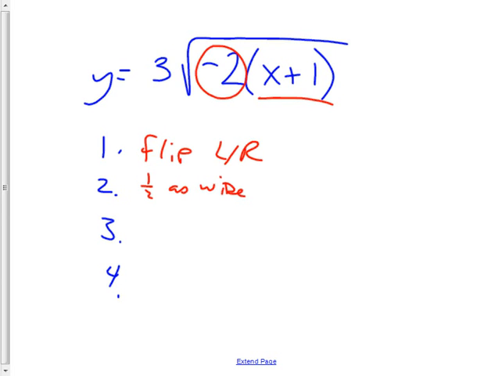And then third thing is that +1 there. What's that mean? Left 1. And then the last thing I would do is that 3 in front, which is what? 3 times taller, otherwise known as a vertical stretch of 3, or a lot of ways to say it.